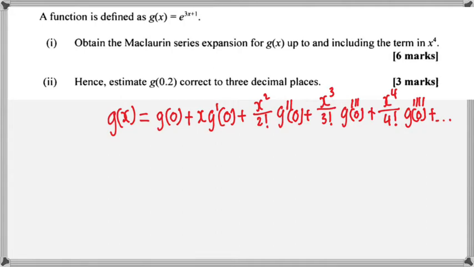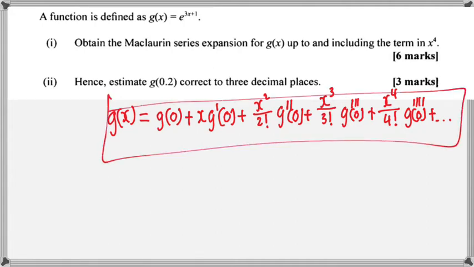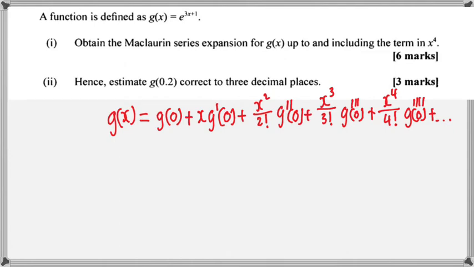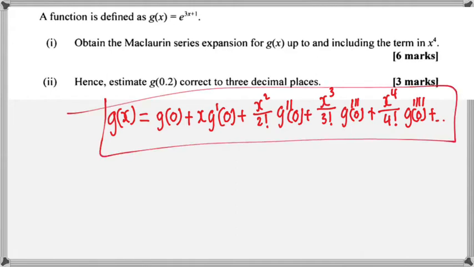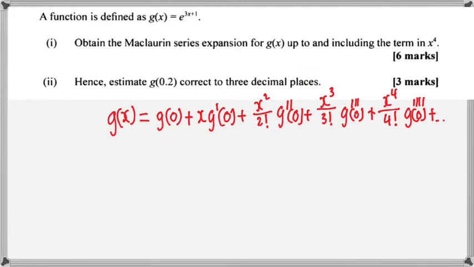We know this. This is the formula that should be coming to your mind when you see Maclaurin series expansion. It is a special type of Taylor series centered at 0. So that's the formula. We should know the formula. Make sure that's what comes to mind.